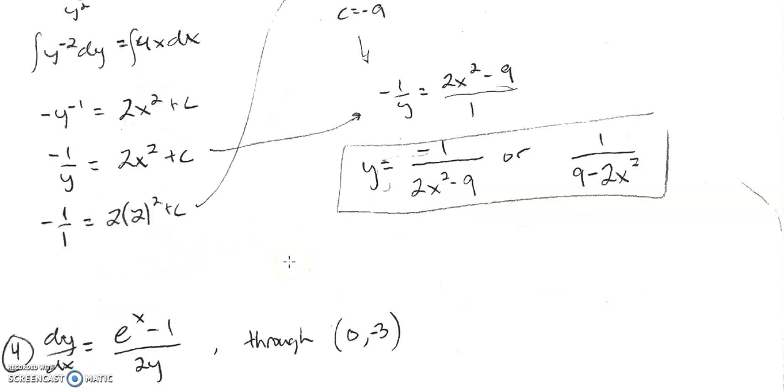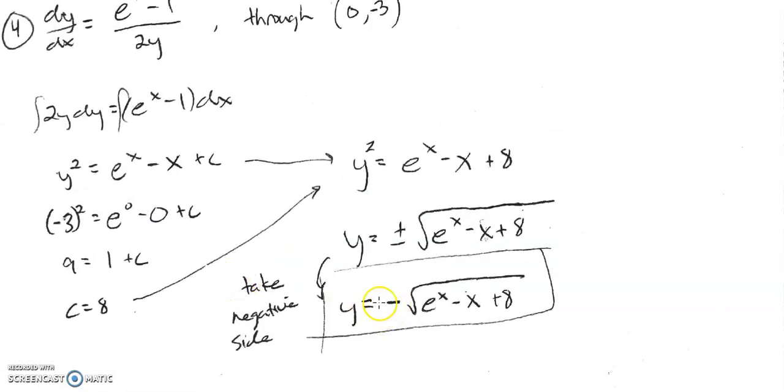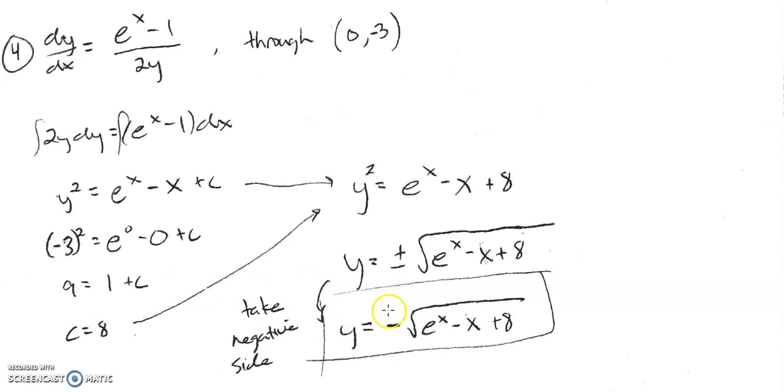Okay, one more. This one is mostly straightforward, except for this little negative right here. So dy/dx equals e to the x minus 1 over 2y. Pause, give it a shot. Okay, here we go. The answer is y equals negative, and that's the only part that I think is tricky, root e to the x minus x plus 8.